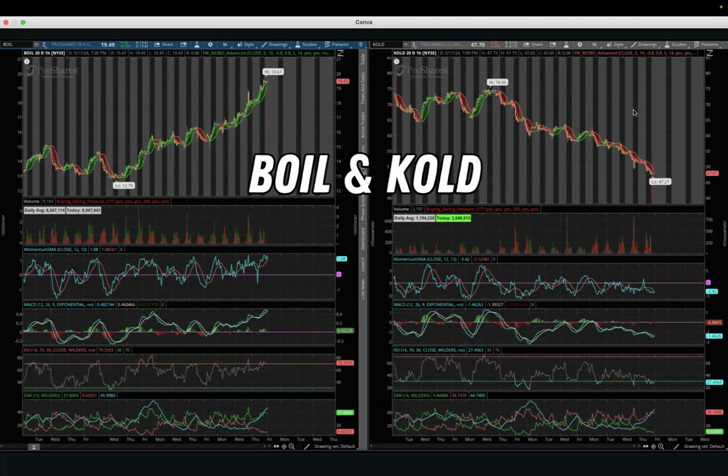Now, the reason I like to use this, typically I'll be having two screens if I'm trying to trade natural gas. And I'm much more of an options trader. And so when you're trading options, things like Cold and things like Boil, they're inverse ETFs, right? So Cold is going to be the bearish ETF and Boil is going to be the bullish ETF for natural gas. And then I'll have another chart looking at the natural gas futures.